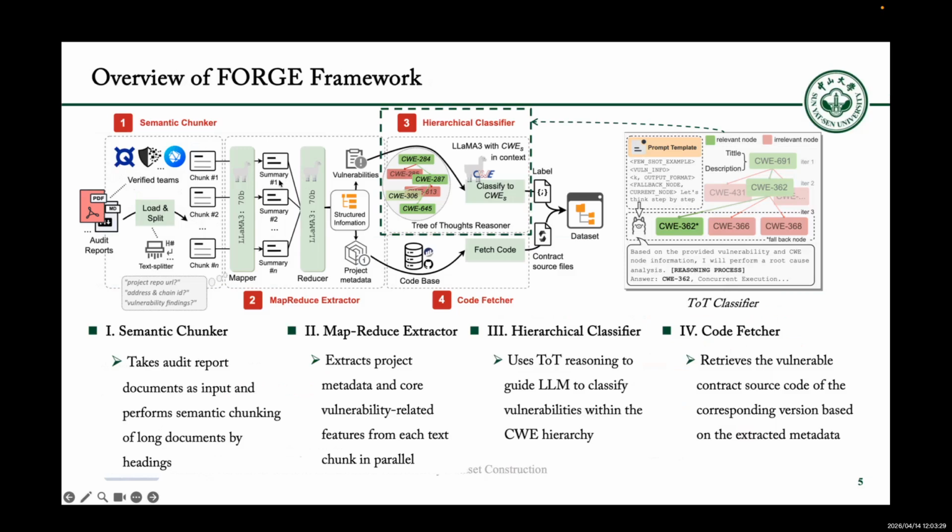The second core module is the MapReduce extractor. It processes these chunks in parallel. The map phase extracts project metadata, such as GitHub repos, commit IDs, and on-chain addresses, as well as vulnerability fields like title, description, and severity. The reduce phase then aggregates and deduplicates this into structured JSON output.